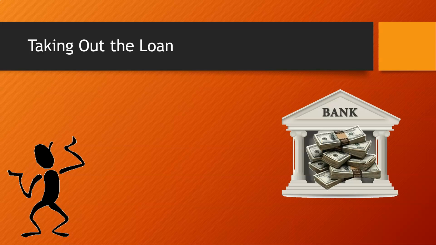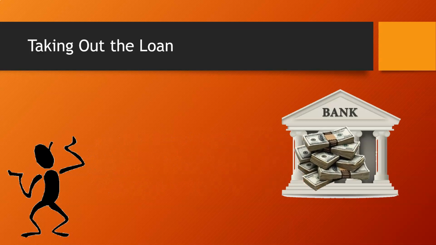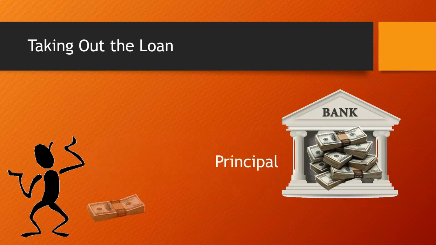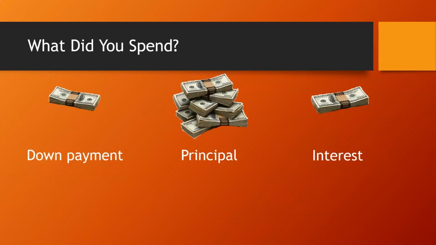In turn, they'll loan you the money, but when you pay that money back, you'll not only have to pay back that money that you borrowed, that's the principal, but you'll also have to pay back some interest on that money. That should seem very familiar to you because we saw exactly the same thing when we were looking at installment buying. In fact, when we looked at installment buying, we saw that when you buy something, you spend money on the down payment, the principal, and the interest.